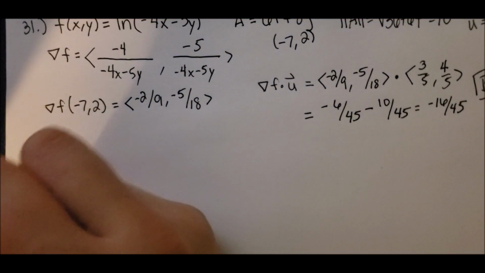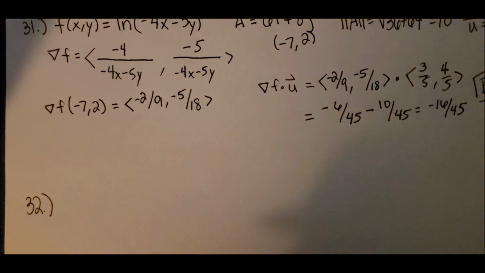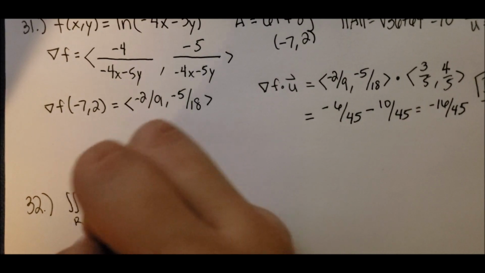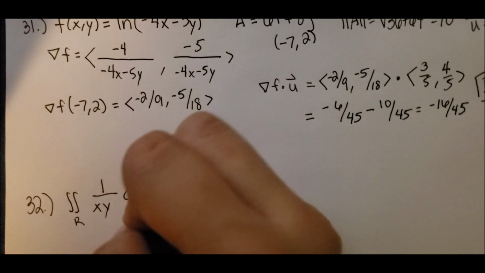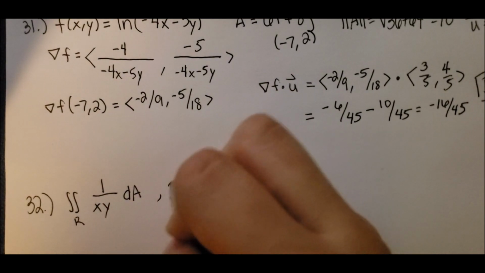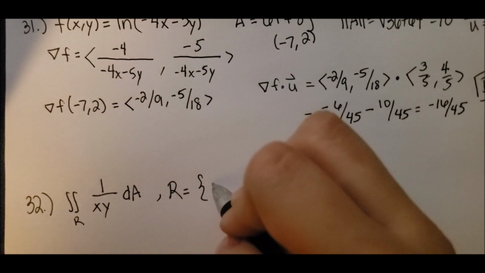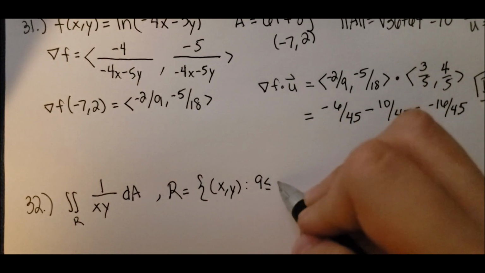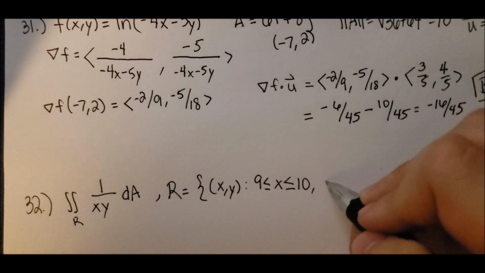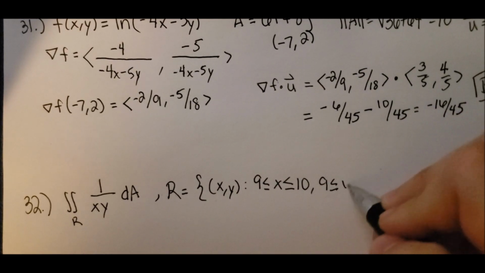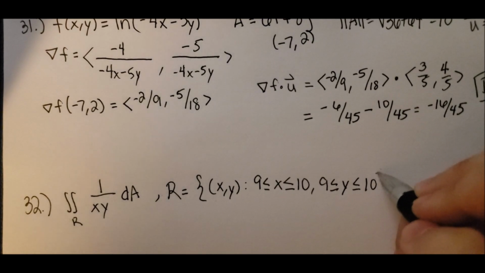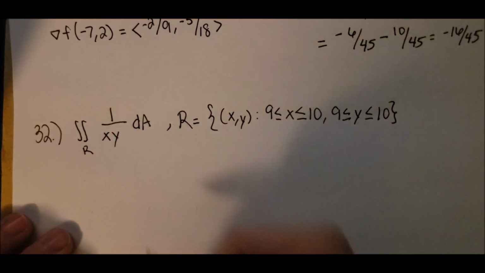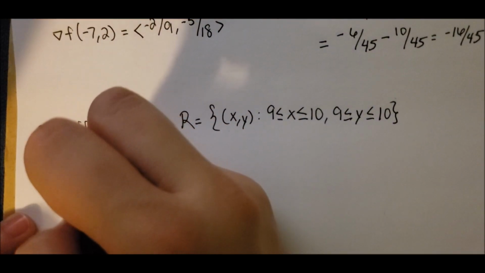And then 32 is an integral over a region. It's a double integral of 1 over xy dA, where the region is described by xy such that x is in between 9 and 10 and y is in between 9 and 10. It's not anything different, it's just not putting the numbers on the integrals.